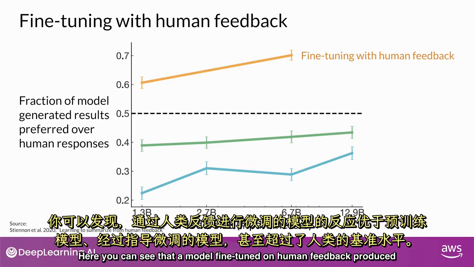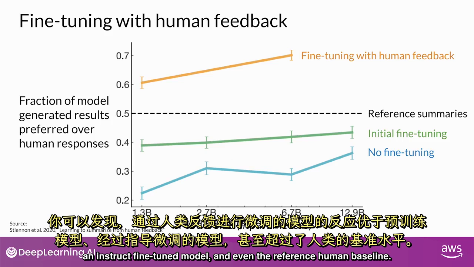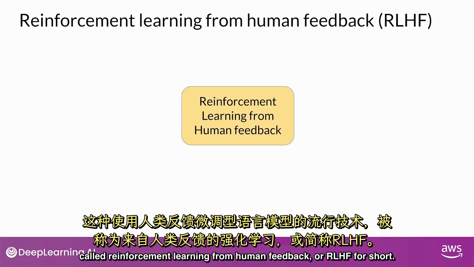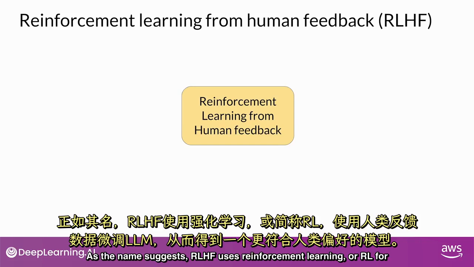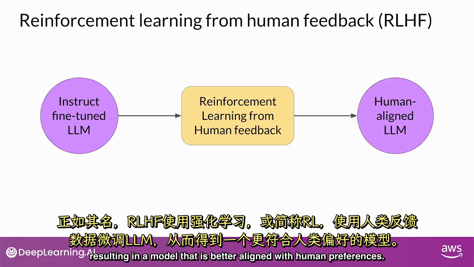Here you can see that a model fine-tuned on human feedback produced better responses than a pre-trained model, an instruct fine-tuned model, and even the reference human baseline. A popular technique to fine-tune large language models with human feedback is called reinforcement learning from human feedback, or RLHF for short. As the name suggests, RLHF uses reinforcement learning, or RL for short, to fine-tune the LLM with human feedback data, resulting in a model that is better aligned with human preferences.